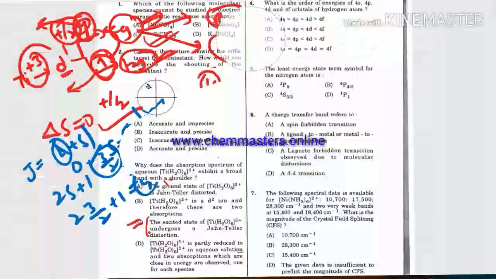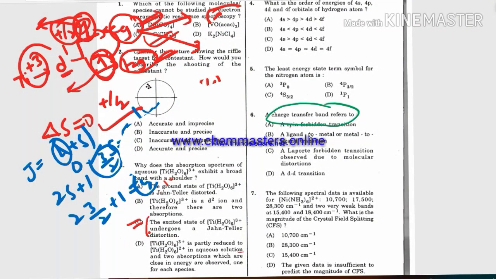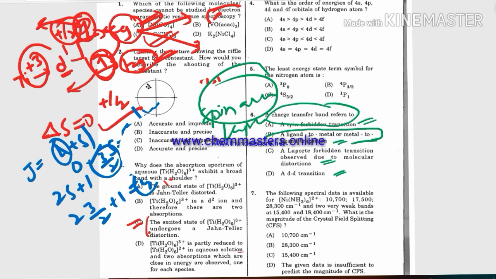Okay, now look at the next question. A charge transfer band refers to: a spin forbidden transition, a ligand to metal or metal to ligand transition, a Laporte forbidden transition observed due to molecular distortion, or a d-d transition. The correct answer is ligand to metal or metal to ligand transition, because charge transfer transitions are spin allowed and Laporte allowed. So from this information we can eliminate the other three options, and the second option is the correct answer for the given problem.